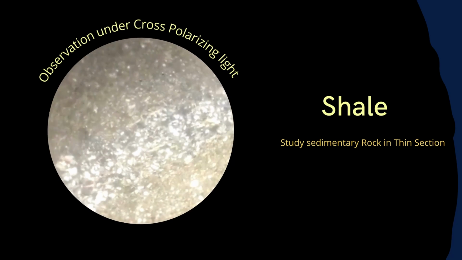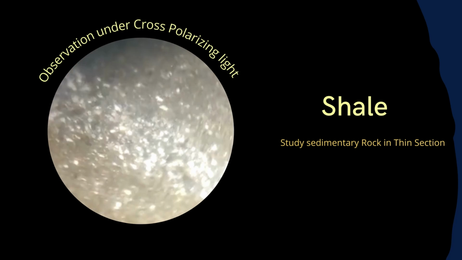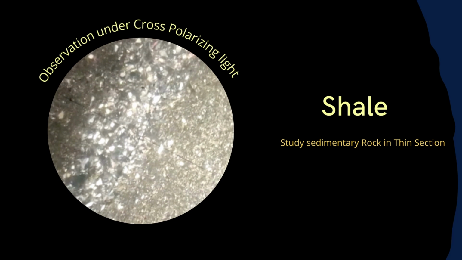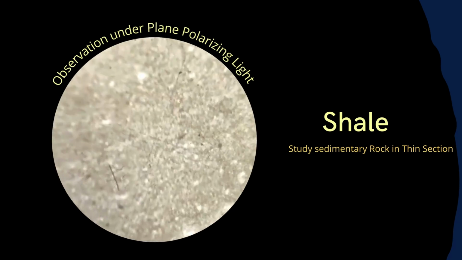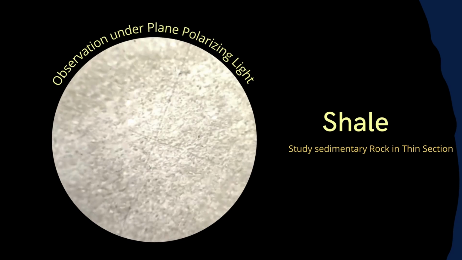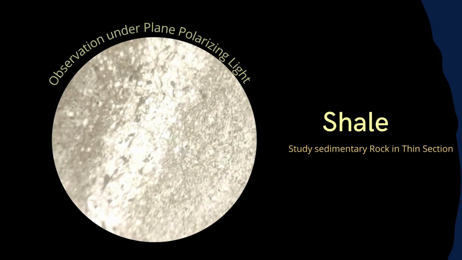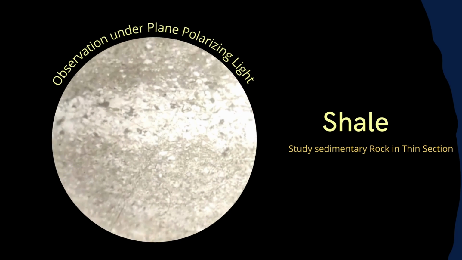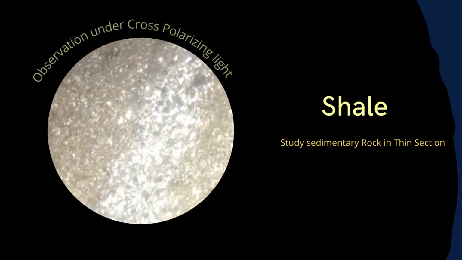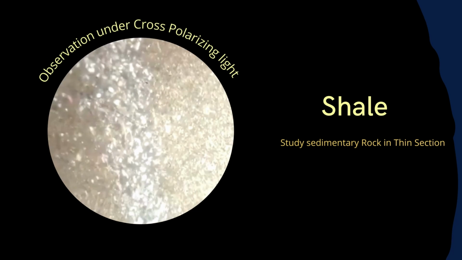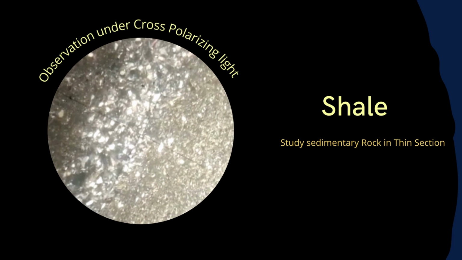Shale thin section under the cross polarized light shows that birefringent minerals like quartz show the interference colors and clay minerals remain mostly dark. Now let's look at the thin section of shale under the plane polarized light again and observe its properties, minerals, texture and structure. And here is the clear view of shale thin section under crossed polars.